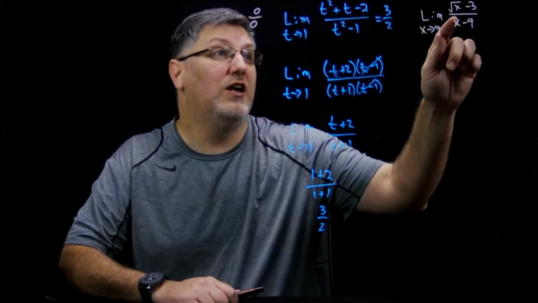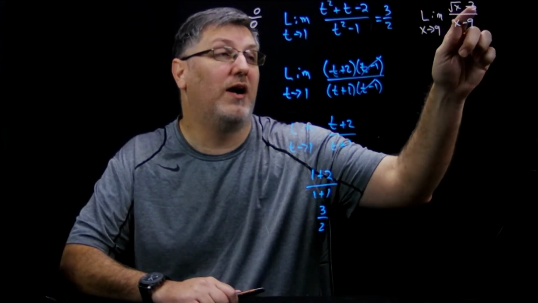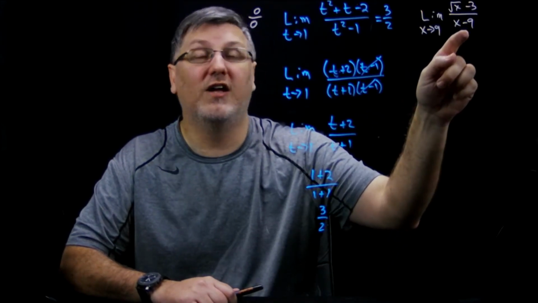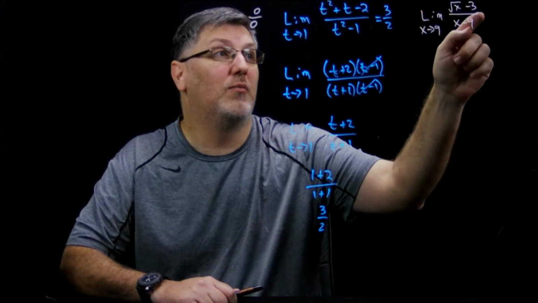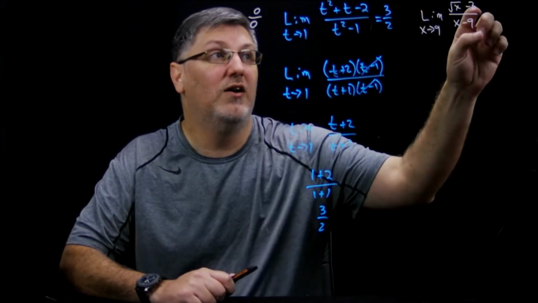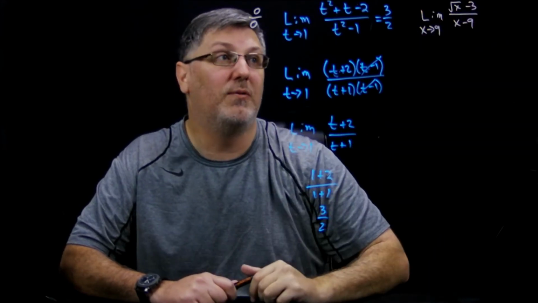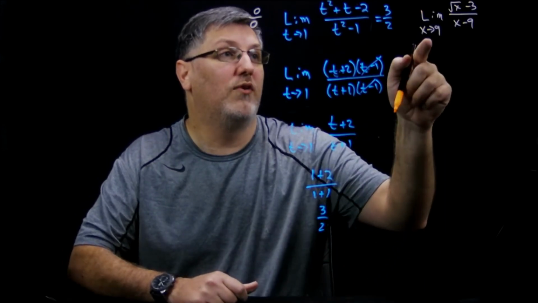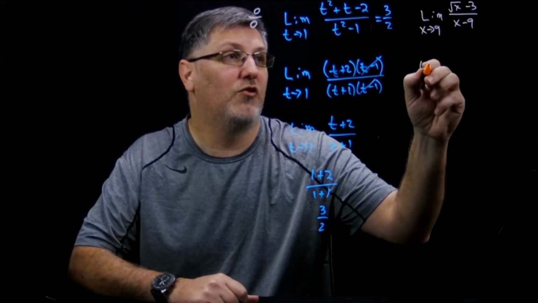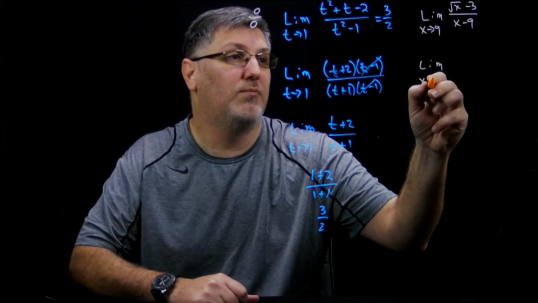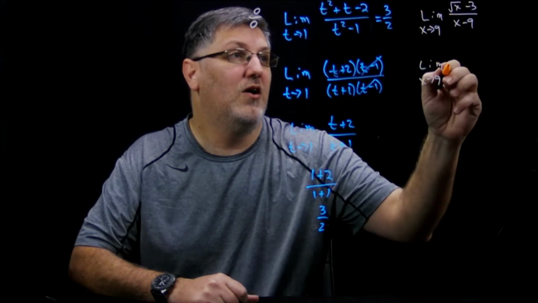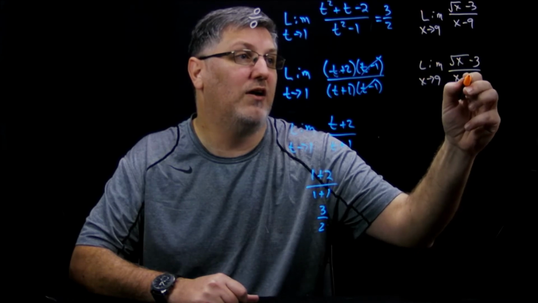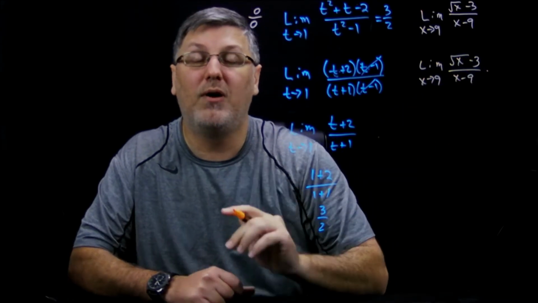And if I look here, I've got the square root of x minus 3, and I could factor this and get rid of it, or I can multiply by the conjugate of my top, and that's what I'm going to do. I'm going to multiply it by the conjugate of the top. So remember, you've got to keep bringing your limit down. So we've got the limit as x approaches 9 of the square root of x minus 3 over x minus 9. But now I'm going to multiply it by the number 1.